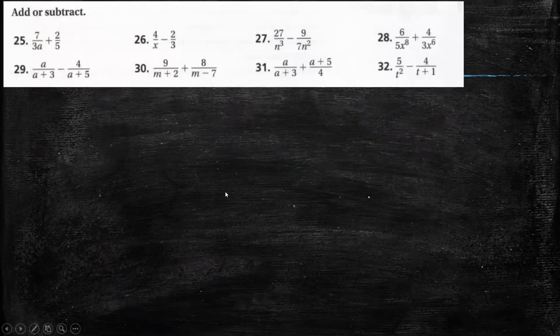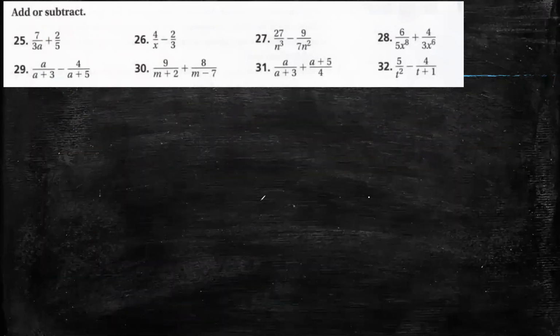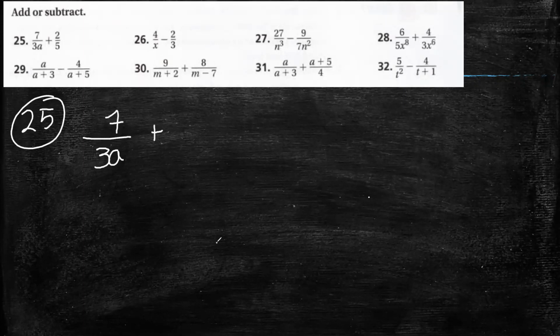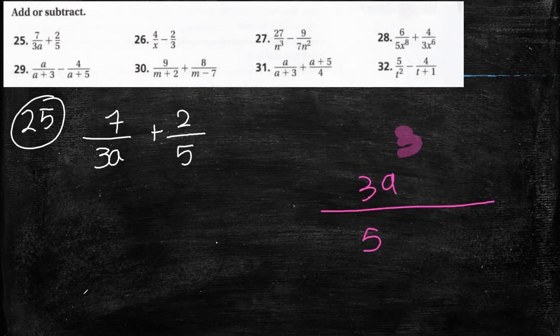It's now number 25. The number 25 here, we have 7 over 3a plus 2 over 5. So now here, what did we have? 3a and 5. 3 times a, and here we have 5. What is the common between them? There's nothing. So you have to write 3 and 5 and a.